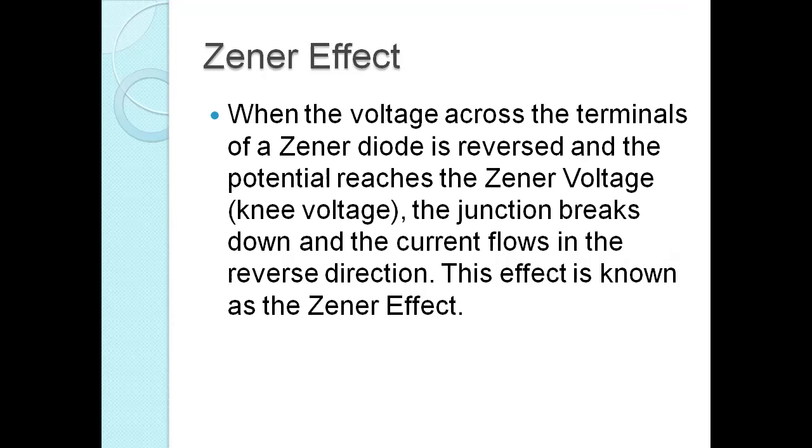What is the Zener effect? The Zener effect is nothing but this: when the voltage across the terminals of a Zener diode is reversed and the potential reaches the Zener voltage, known as the knee voltage, the junction breaks down and the current flows in the reverse direction. This effect is known as the Zener effect.